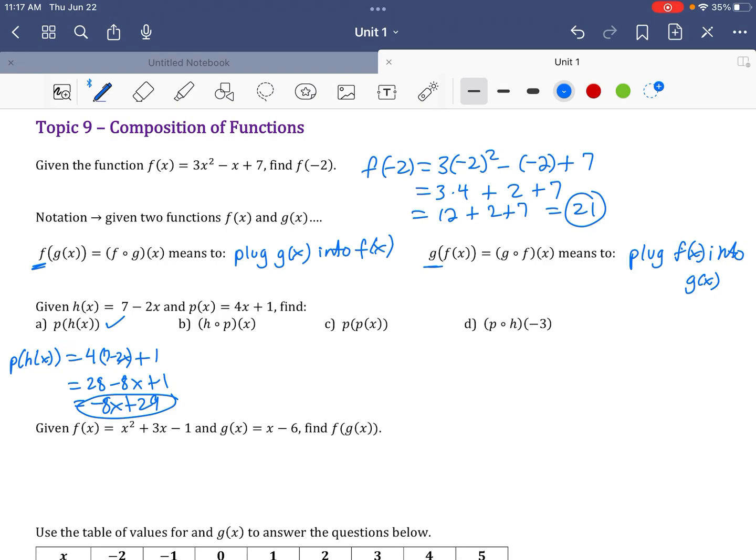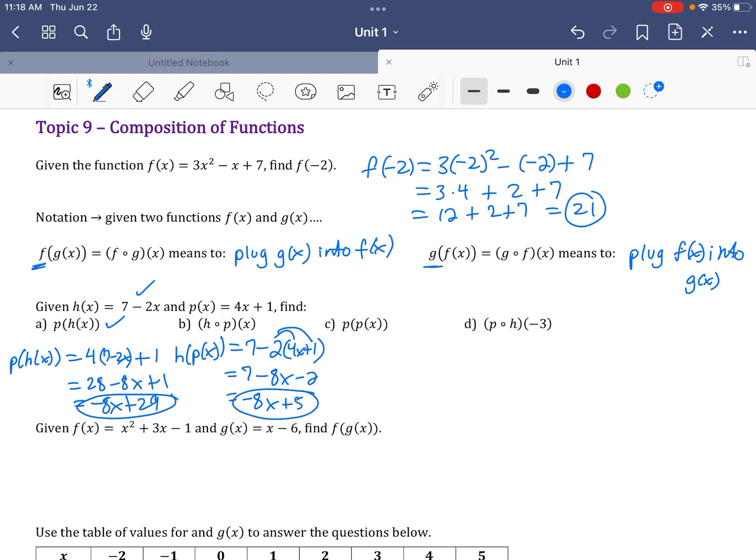So letter B. Now this doesn't say "hop" with a parentheses and x. This means h of p of x. So I'm going to take h. This is my boss right now. 7 minus 2 something. And what goes in that blank space is 4x plus 1. So let's work it out. 7 minus 8x minus 2, because remember I'm distributing the -2. So that would be -8x plus 5. That would be my answer. That is what h of p of x is.